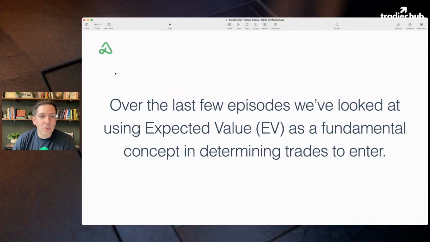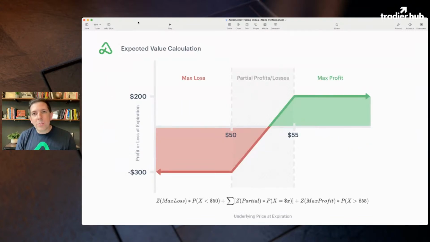So first thing is, over the last few episodes, we've looked at using expected value as a fundamental concept in determining trades to enter. If you haven't caught up to episodes 1 and 2, go back and watch those after you watch this one today. But as a really quick refresher, expected value calculation looks at not only the maximum profit and maximum loss of a potential trade and the probabilities of those happening, but also the partial profit, partial loss zone, which is the gray area on the slide here and is the really hard part to calculate.